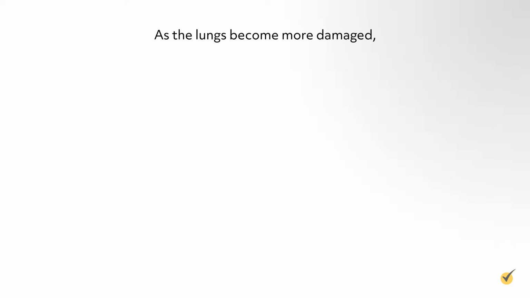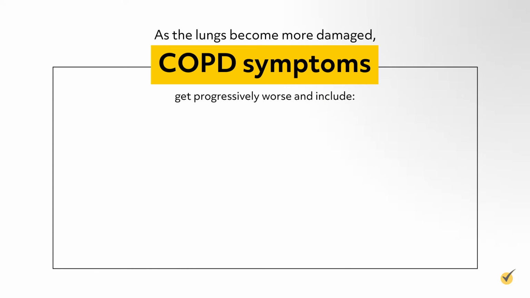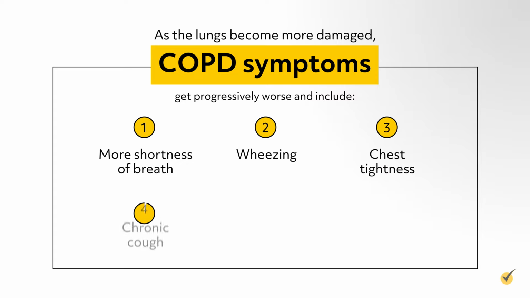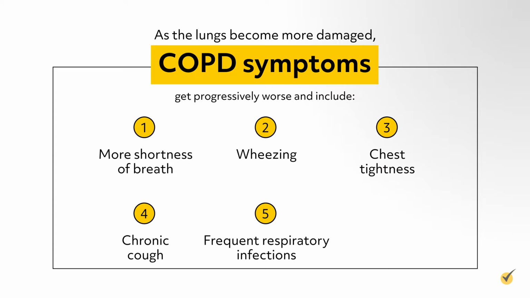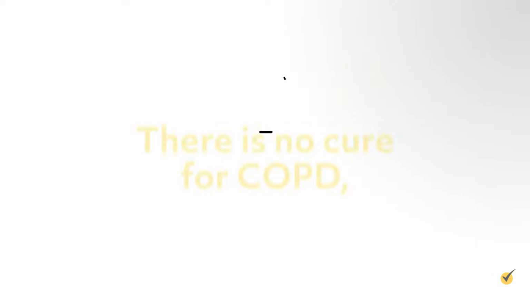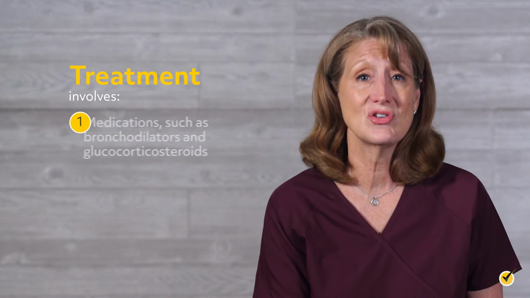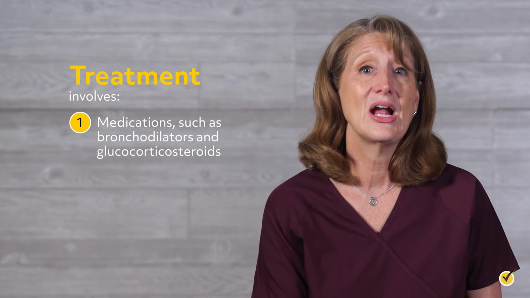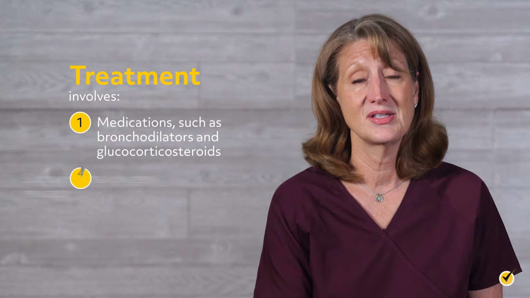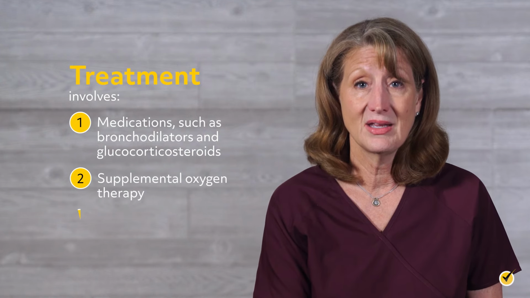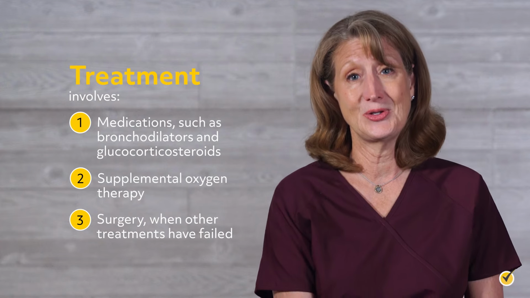As the lungs become more damaged, symptoms get progressively worse and include more shortness of breath, wheezing, chest tightness, chronic cough, frequent respiratory infections, and lack of energy. There is no cure for COPD, but treatment can help ease symptoms and lower the chance of complications. Treatment involves medications such as bronchodilators and glucocorticosteroids, supplemental oxygen therapy, and surgery when other treatments have failed.